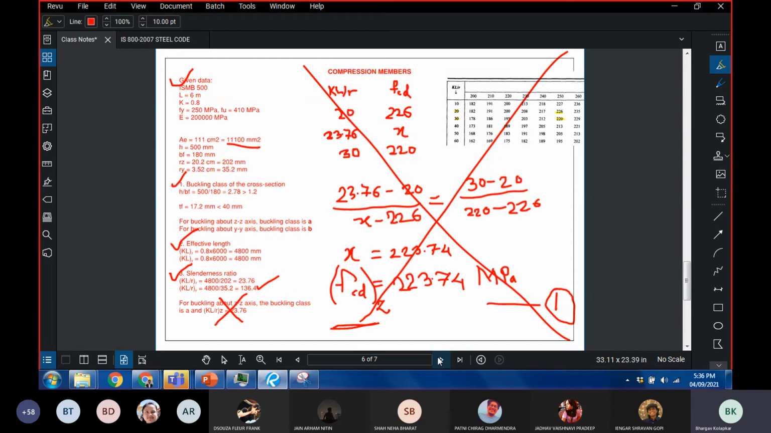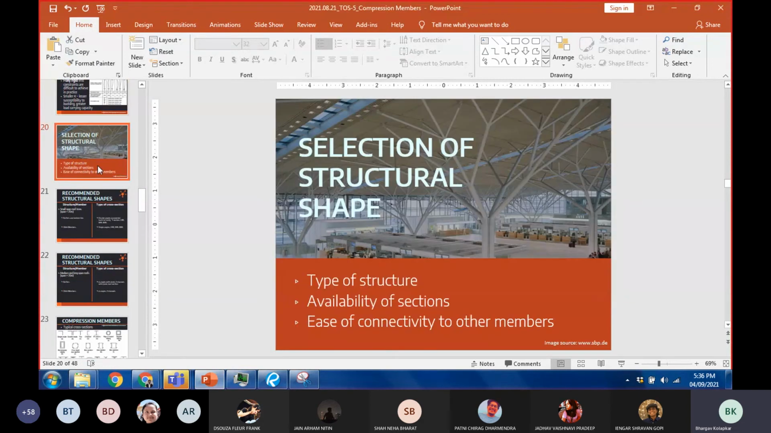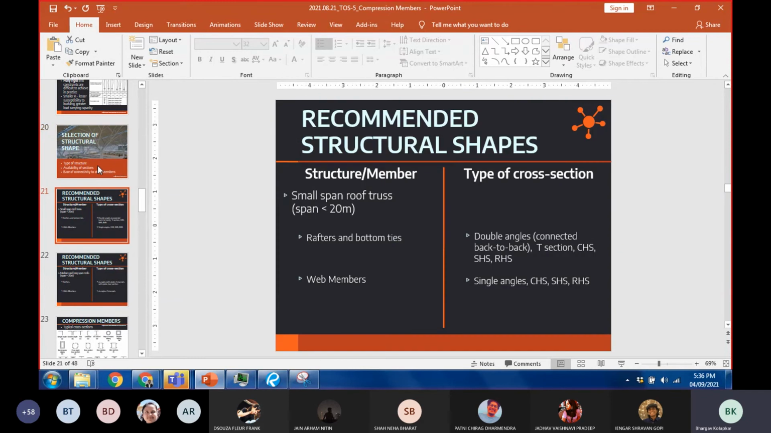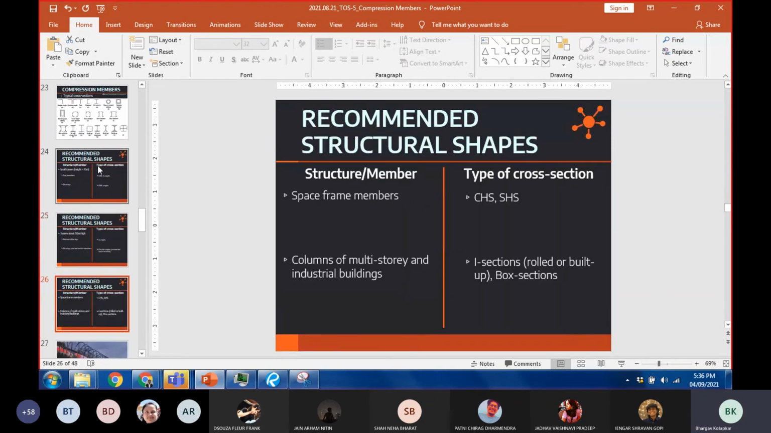And in the next lecture, we are not done with compression members yet. There are just some topics that are left, but very minor topics. But they're important from your project point of view. There's just a list of sections that you can use for different types of structures. So this is something that I want to cover.